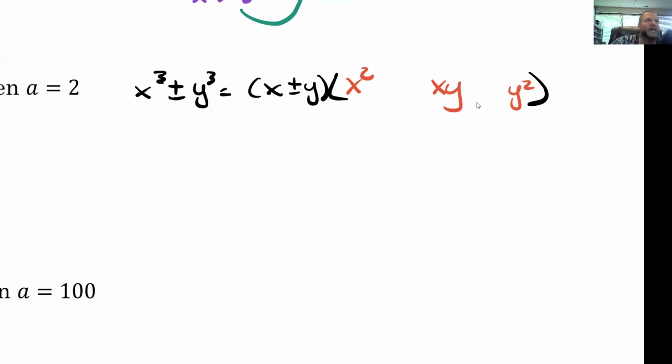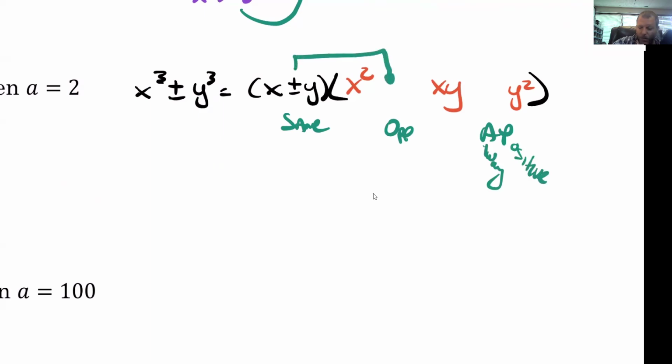And then the sign's going to be different. Sometimes in school, they use SOAP as the acronym. SOAP stands for same, opposite, and then always positive. So what that means is that this sign here and this sign here will always be the same. So it's going to be plus or minus whatever we had in here.